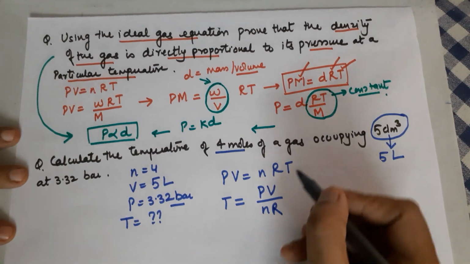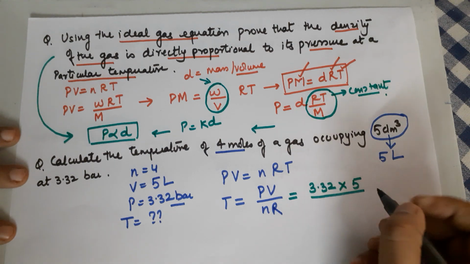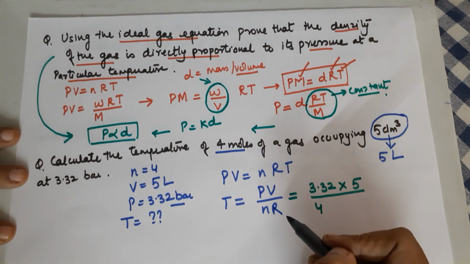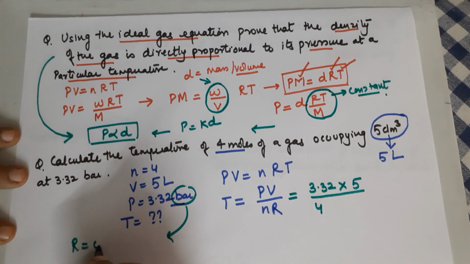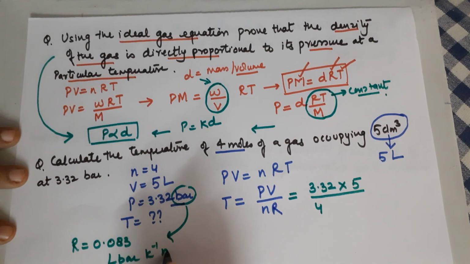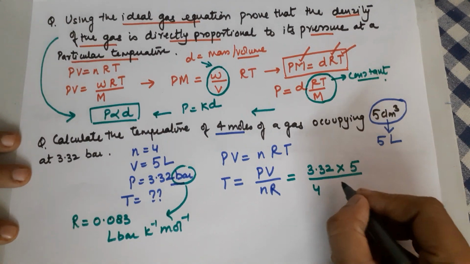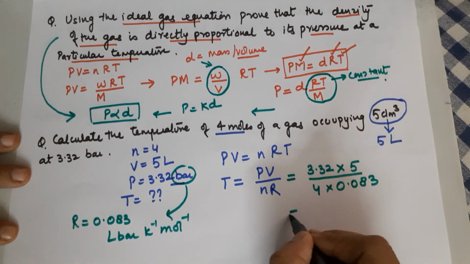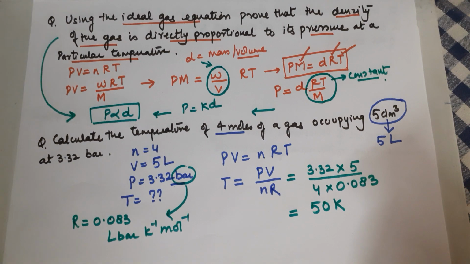Now we would substitute these values. Your pressure is 3.32, volume is 5 liters, number of moles given is 4, and the R now is the catch. Which R value will you use? Because it is given in bar, your value for R will be 0.083 liter bar Kelvin inverse mole inverse. So I would substitute this value of R here, 0.083. On substituting these values, you will get your answer calculated, and your answer is 50 Kelvin. Is that fine?